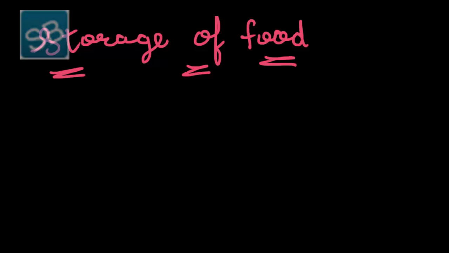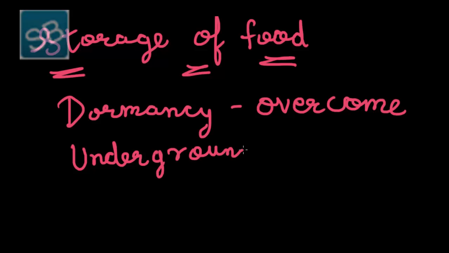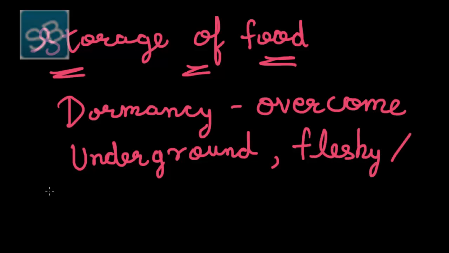Sometimes the extra food prepared by leaves is stored in roots. The stored food helps the plant in tiding over the dormancy period. Such roots can be underground, fleshy, and of various shapes and sizes.